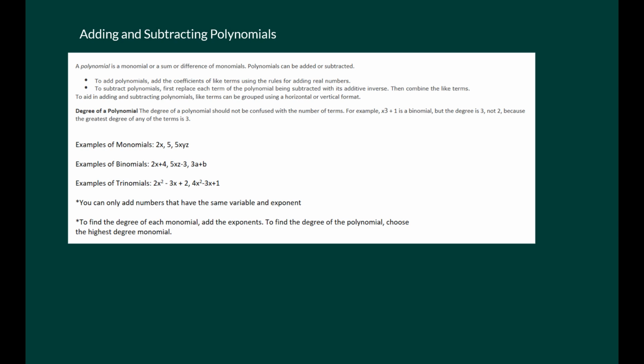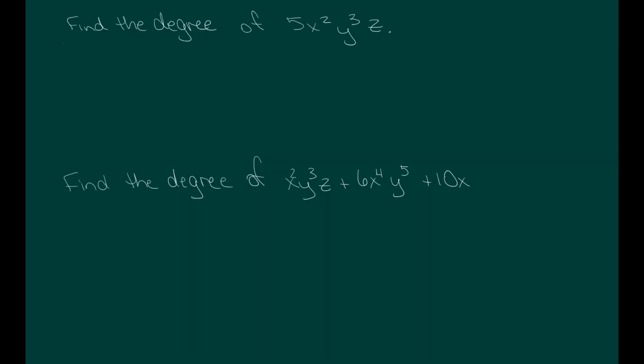You can only add and subtract numbers that have the same variable and exponent. So those are the like terms. To find the degree of each monomial, you add the exponents. To find the degree of a polynomial, you choose the highest degree monomial. I know that sounds confusing, but I'll explain it in the next slide.